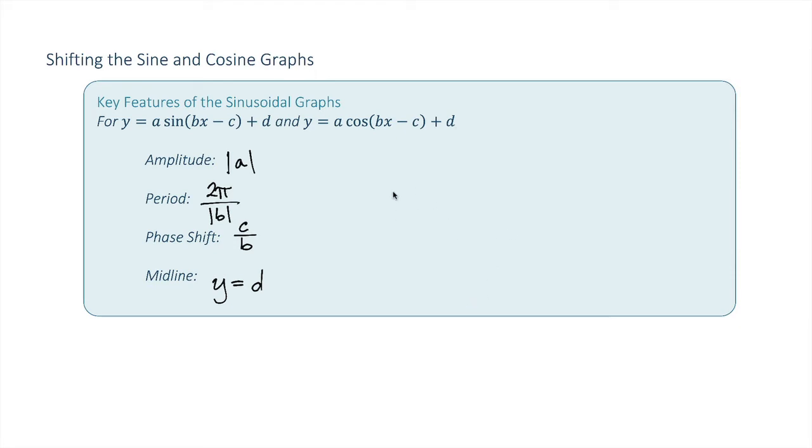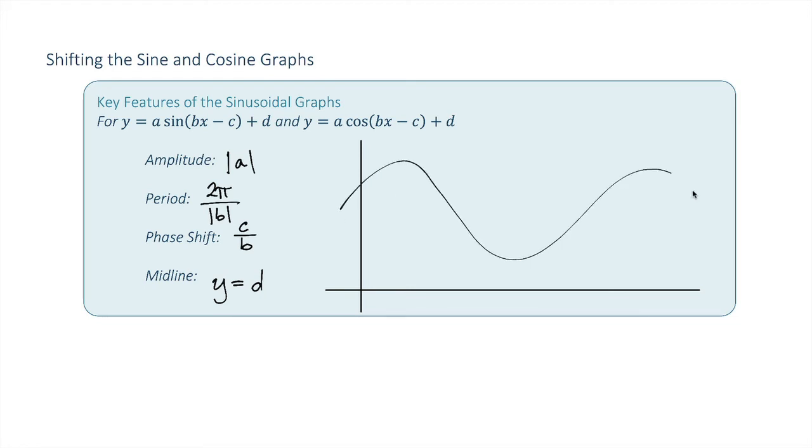So when we draw, I'm just going to draw one little example of a sine or cosine graph to illustrate these different things. So the sine or cosine graph, we've got this wave looking thing, and the line that is kind of the center, that's the midline. All right, this is the midline.